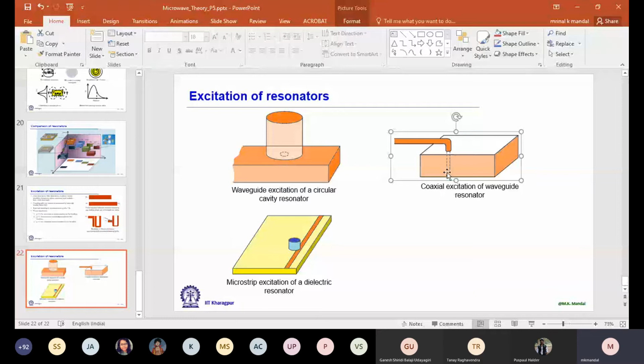Again, here also the same thing. If we change its position, Q external will change. If we change the radius of the aperture, Q external will change.